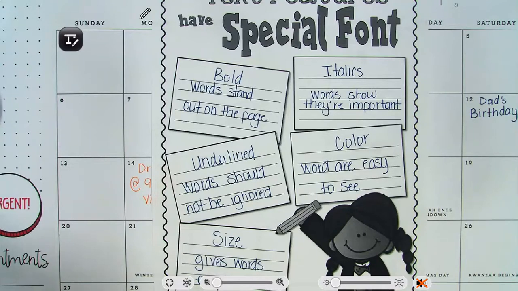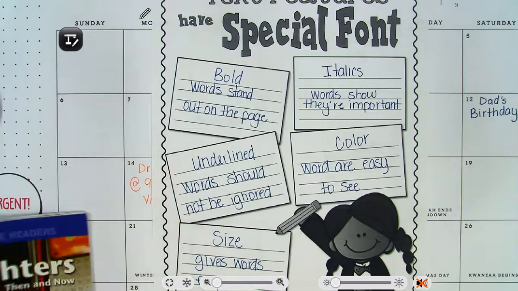Okay. So these are just special fonts, different things that the authors might do to the fonts, and basically, guys, it's just showing that these are important, that they're wanting these words or phrases to stand out to the reader.